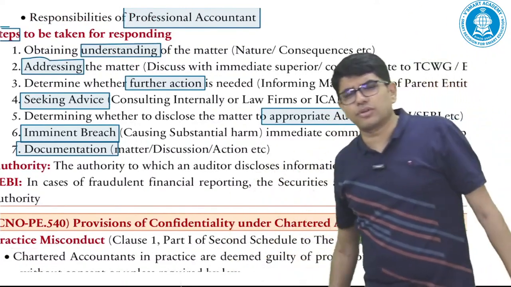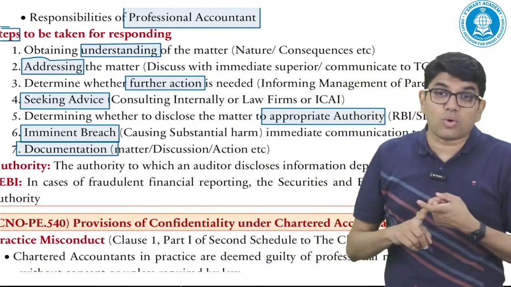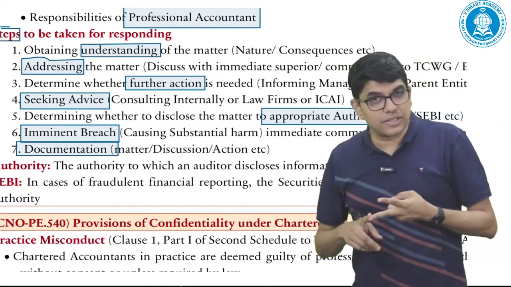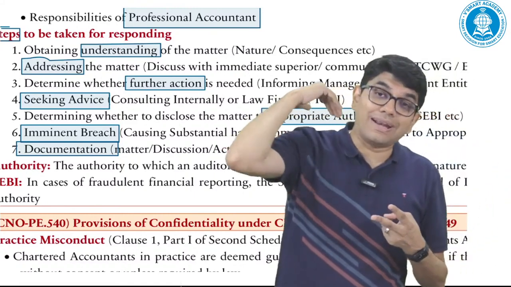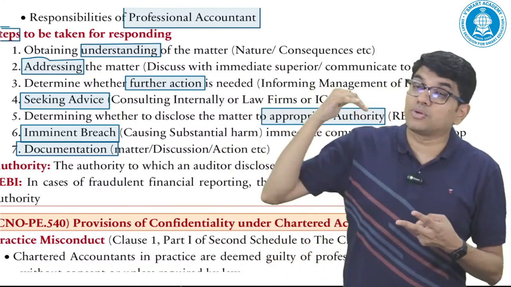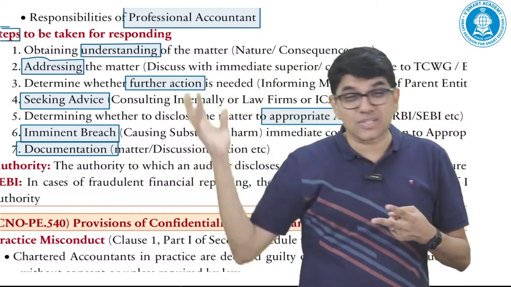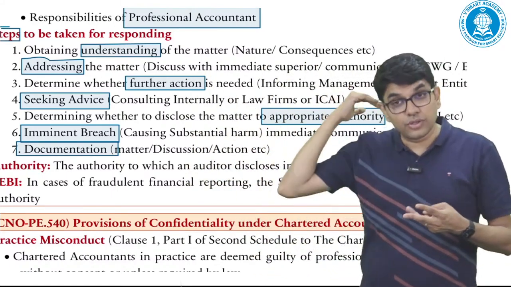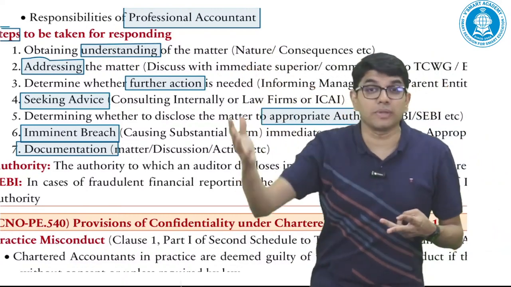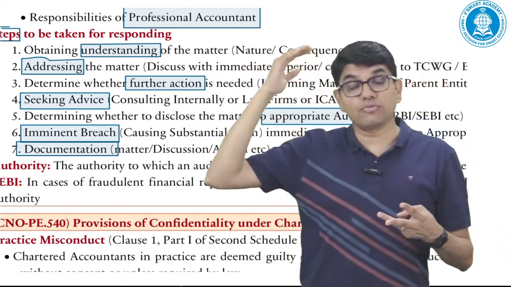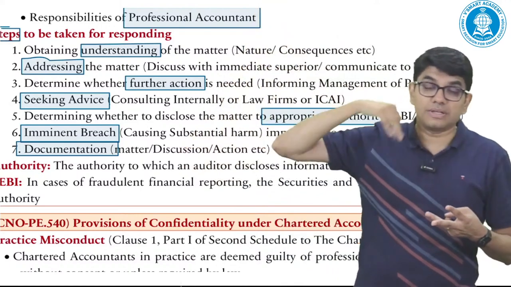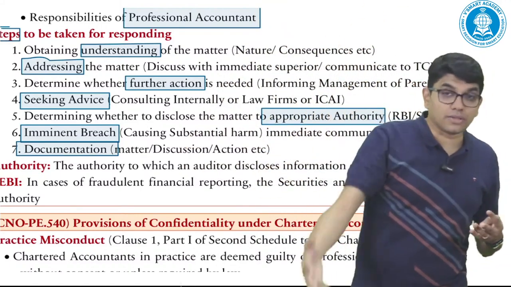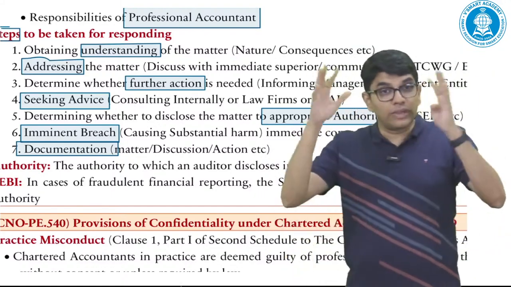You don't need a mnemonic for this. We are supposed to understand what has gone wrong. What are the consequences? We need to address the issue by going and discussing with people that so and so thing has happened. We may need to think about informing people. Further action, whether going to the parent companies and resigning, whether to go to the appropriate authority. Finally, we need to make a conclusion.